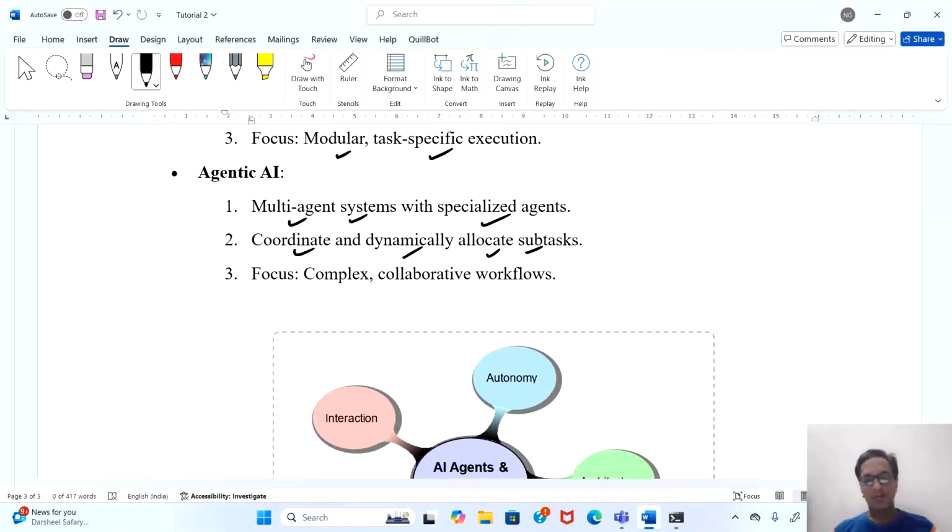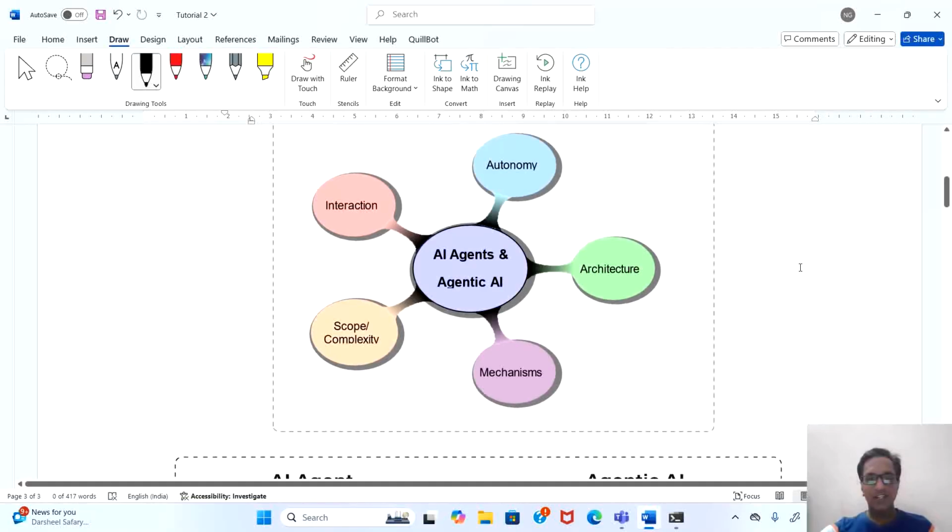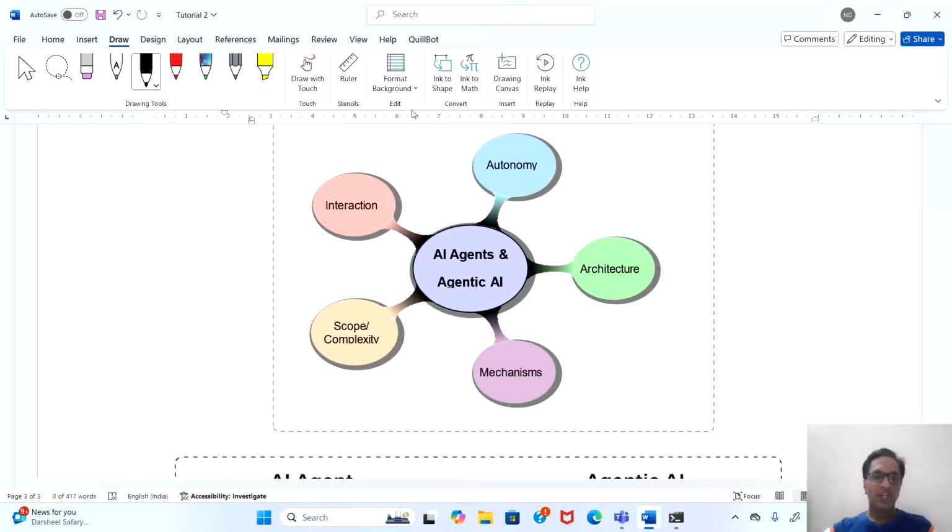However, because there are multiple AI agents, the entire system might be complex in nature, but we aim to build such types of systems in order to have a collaborative workflow. So in this diagram, you can see the characteristics or the properties of AI agents and agentic AI. That means interaction, autonomy, architecture, mechanism, scope, and complexity, which need to be defined if we discuss AI agents and agentic AI, how they interact.